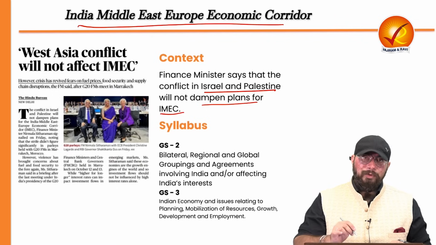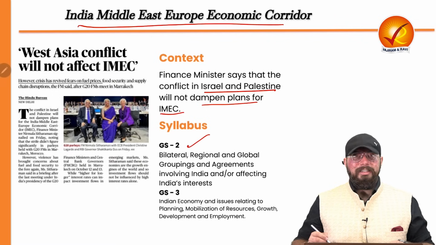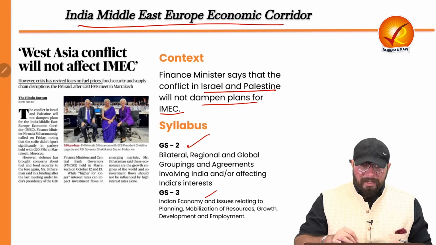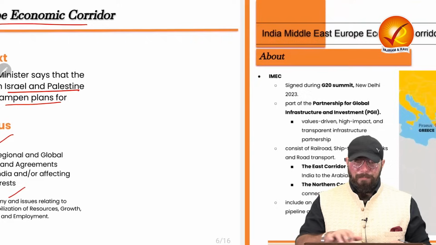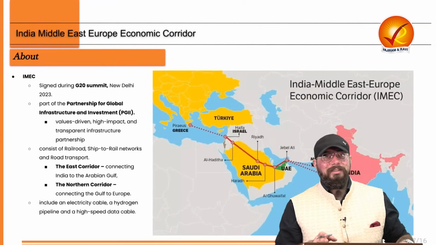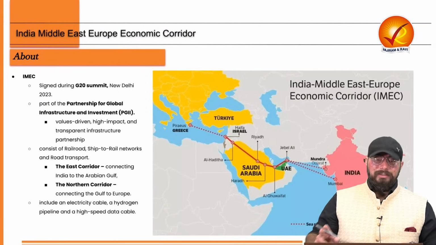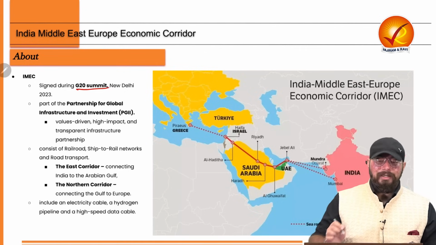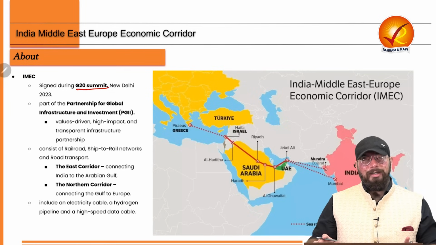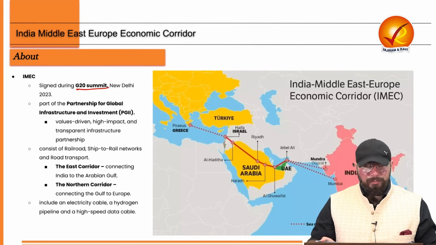Now, why is it important for the syllabus? Again, General Studies Paper 2 International Relations and General Studies Paper 3 Indian Economy, this portion is very important. So let's discuss what this IMEC is. This India, Middle East, Europe Economic Corridor agreement was signed in the G20 summit which happened in New Delhi in 2023. Very prominent summit, and we have covered it in the analyst as well.